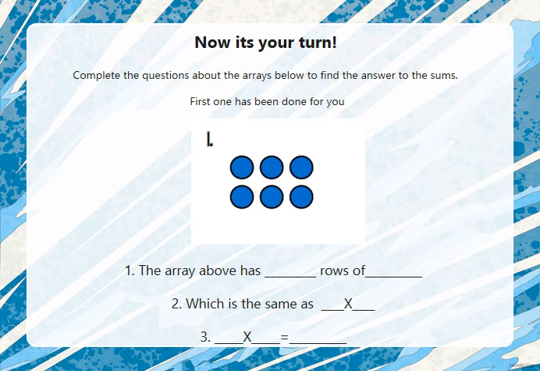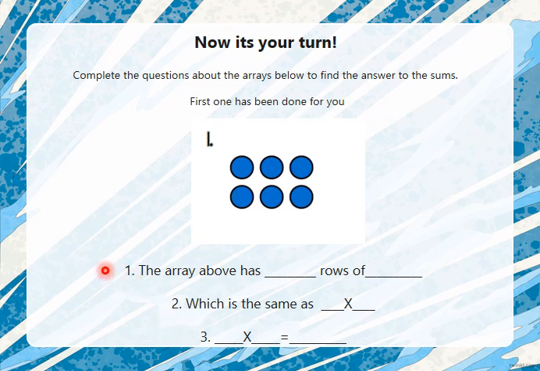Alright, so now it's your turn to do some questions. We're going to do the first one together, so you know what you're doing. So firstly, you need to look at the picture of the array. Then you'll need to answer the questions in your maths book. We have 3 questions you need to answer, and you'll need to write these questions out in your maths book.